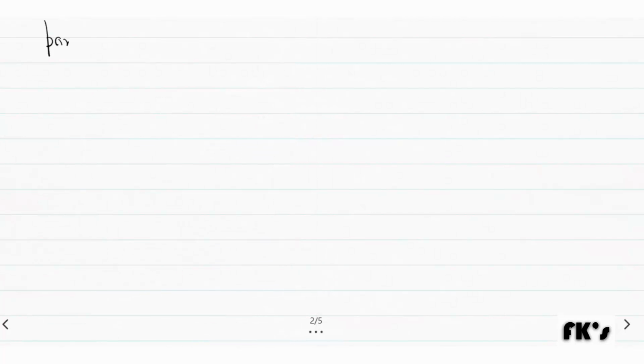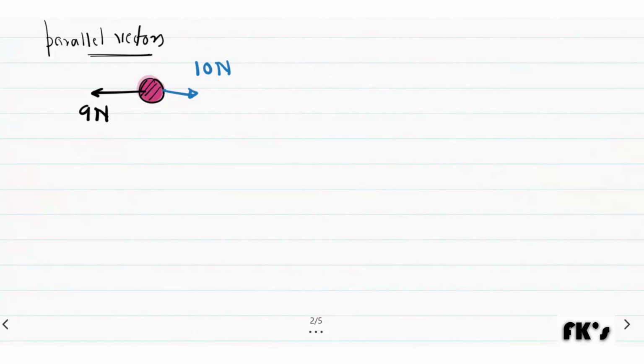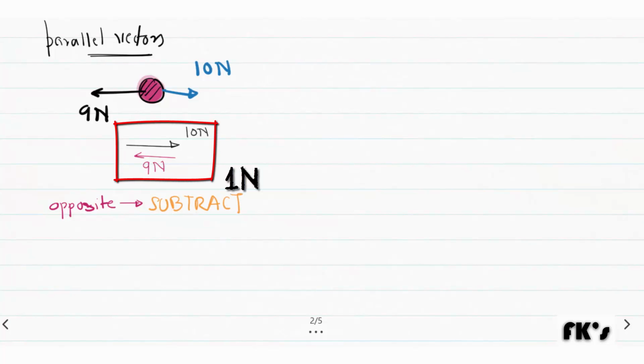So, parallel vectors. Just imagine a body being acted upon by two different forces. One, say, to my right with a force of 10 Newton, and another force acting towards the left with a magnitude of, say, 9 Newton. So the vectors acting on the body are 10 Newton and 9 Newton. In this situation, if the vectors are in opposite directions, I would have to subtract. They will give me a final vector which is 1 Newton to my right.